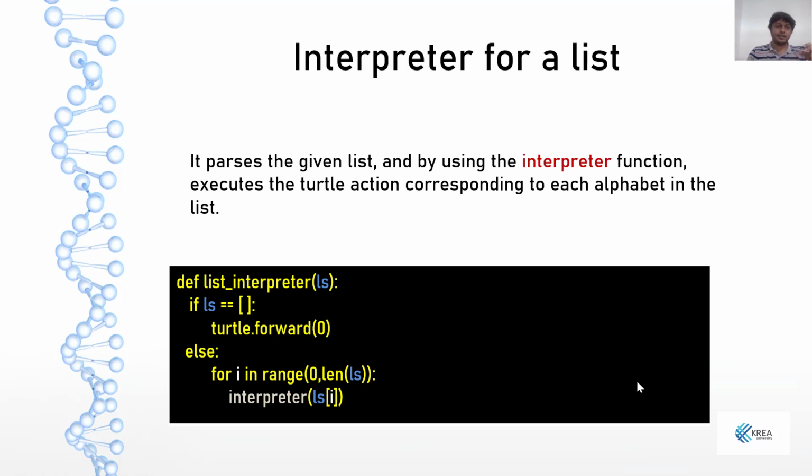For instance, here you can see how the function is written. Your list interpreter is such that if your list is trivial, it just moves forward by 0, which means it does nothing at all. Else, it goes through the whole list, and at each point in the list, it executes the action that corresponds to the alphabet in the list, and that is given by the interpreter function.